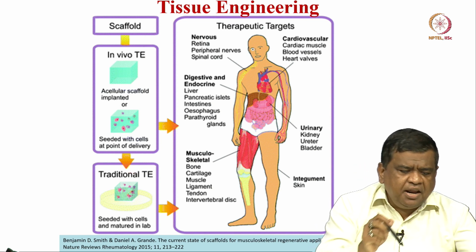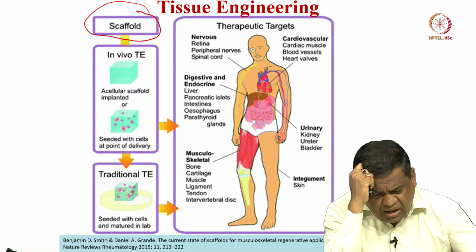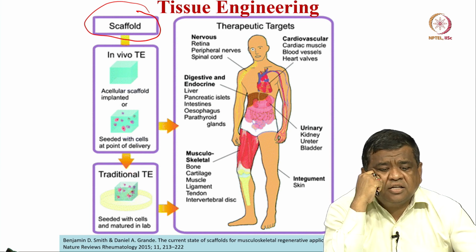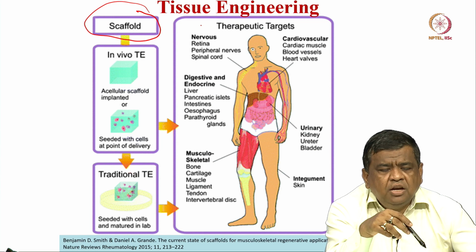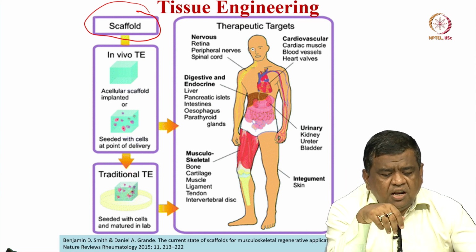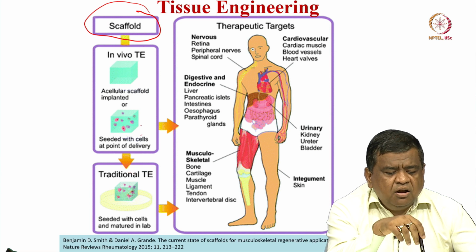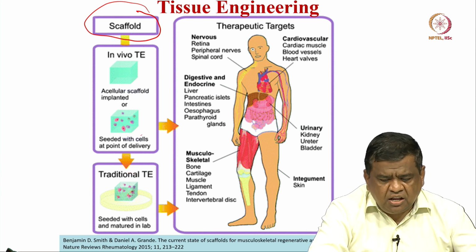So, in tissue engineering in particular, we need to have a scaffold, and then we need to have target-specific cells. For example, for nervous tissue you need to have neurons. For musculoskeletal tissue you need osteoblast cells to be seeded on this particular scaffold. This is the traditional tissue engineering approach.